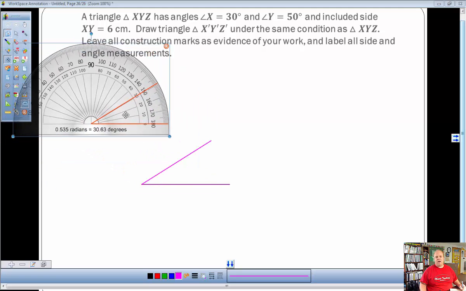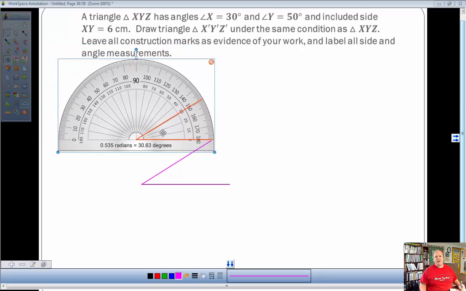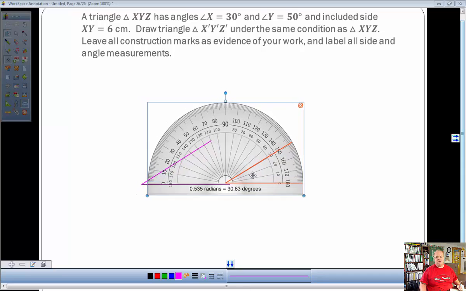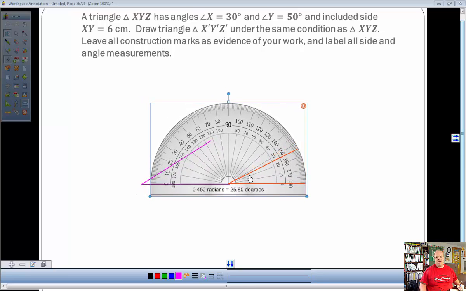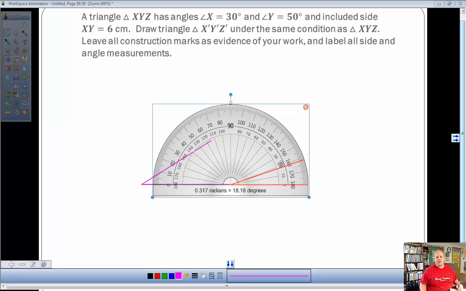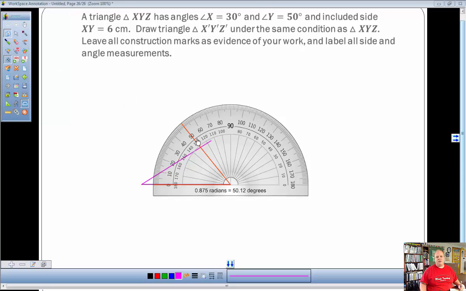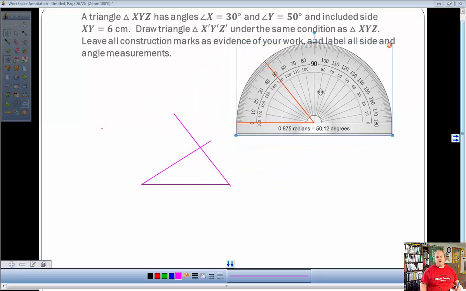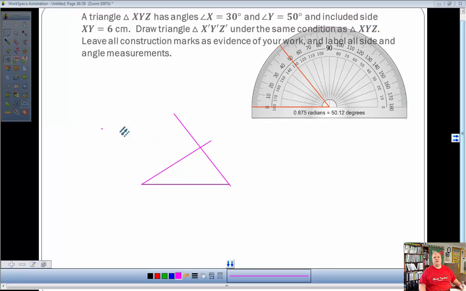Okay, take that away. Now I need angle Y to be 50 degrees. So I'm going to move this all over here. Move that down. Flip everything around. Move that over here. Bring this over to 50 degrees. Bring my line tool back out. Bring it all the way down to this point. Bring it all the way around. And it wants you to leave the construction markings.